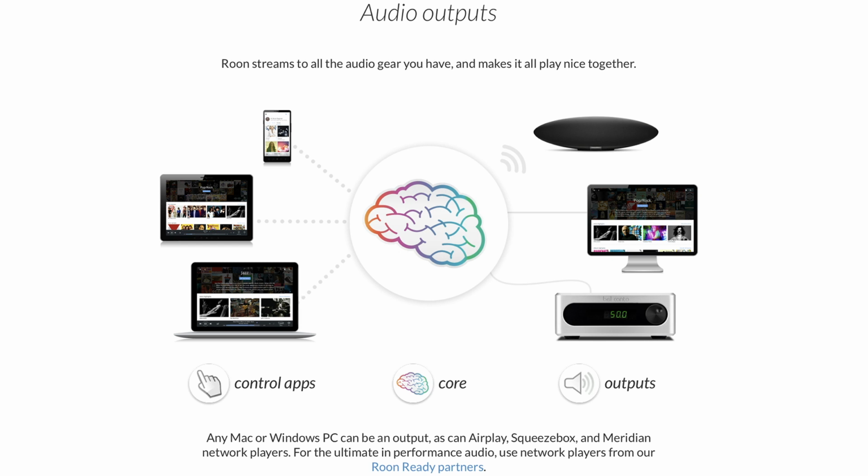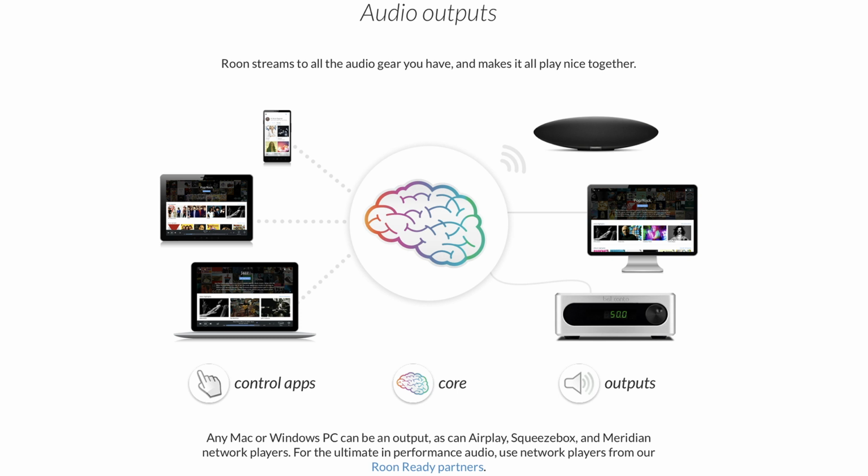Zones, and in particular zone grouping, is very important to me because when I review a DAC and I need to compare it to another, I need the music to be in sync and be able to switch between them in a fraction of a second. And I can do that because I connect them to a headphone amplifier that has multiple inputs and can switch between them with a press of a button.